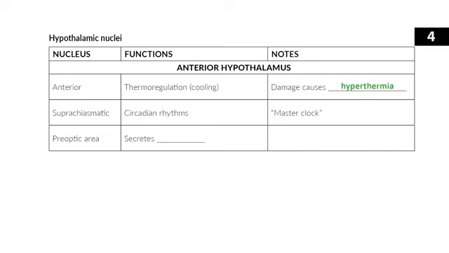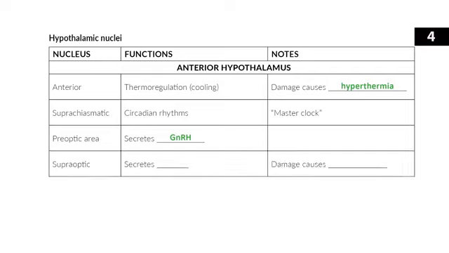The preoptic area is a tiny cluster of nuclei, and I want you to remember that they secrete GnRH, or gonadotropin-releasing hormone. That's the hormone that stimulates the release of gonadotropins, LH and FSH, from the anterior pituitary. The hypothalamus secretes a bunch of releasing hormones that regulate the anterior pituitary.